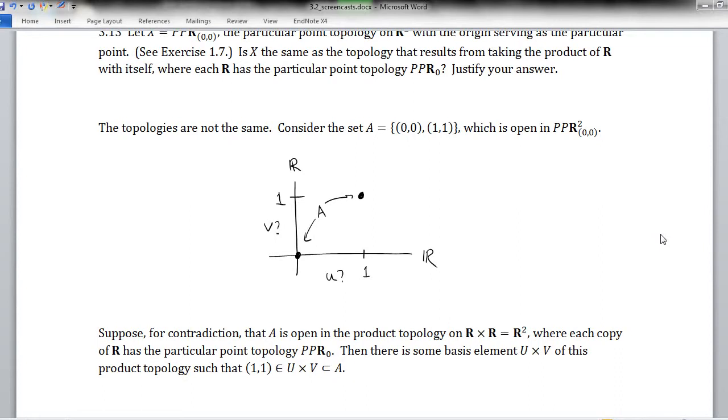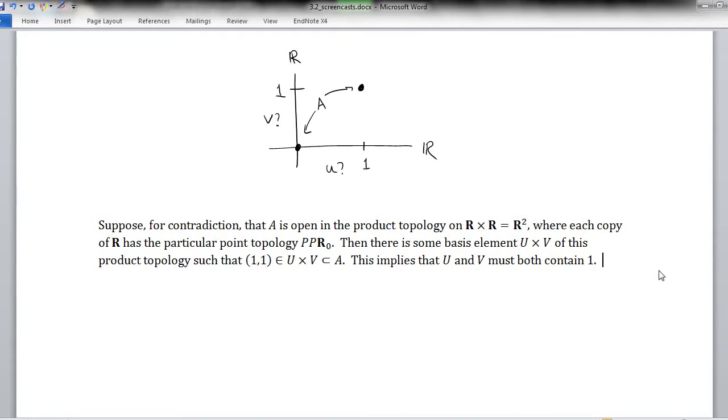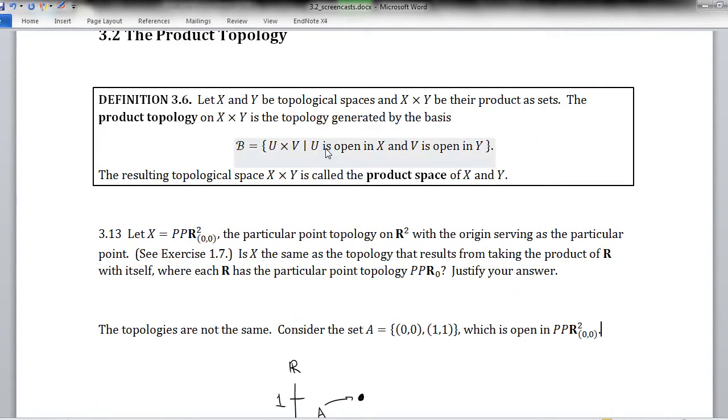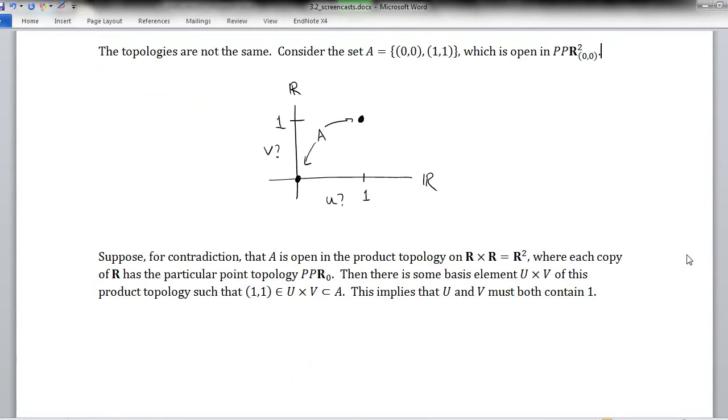All right, well, this is going to be trouble because this implies that, well, U and V must both contain the number 1, right? If the first coordinate here comes from U and the second one comes from V. Okay. But this is a base element, and remember, base elements, the U is open in X and the V is open in Y. So what that means for us is that the U and V here must both be open in the real numbers with this particular point topology at 0. Okay, so in order for U and V to be open in PPR sub 0, they must both contain 0 as well.